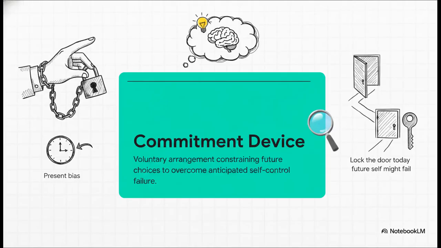And this distinction brings us right to the commitment device. Basically, this is a voluntary arrangement where you actively constrain your future choices to protect yourself from your own lack of self-control. But here is the catch. A commitment device requires you to be a highly sophisticated agent. You have to actively realize that you suffer from present bias to even demand the device in the first place. You have to know your future self might fail and willingly lock the door today.